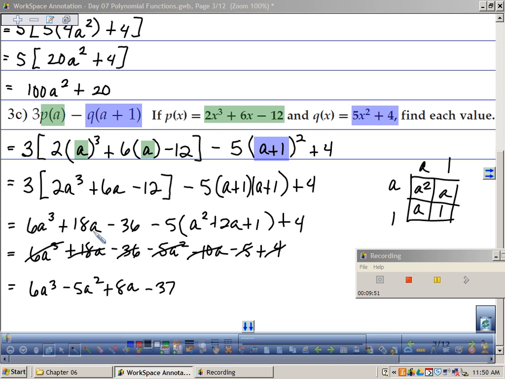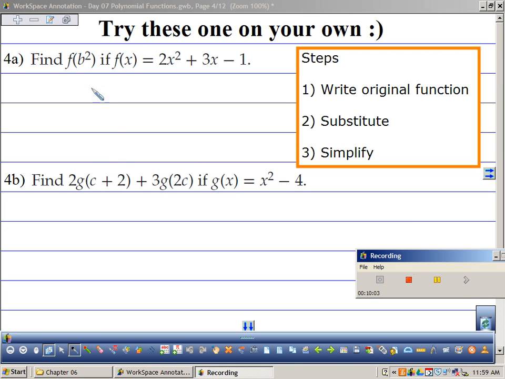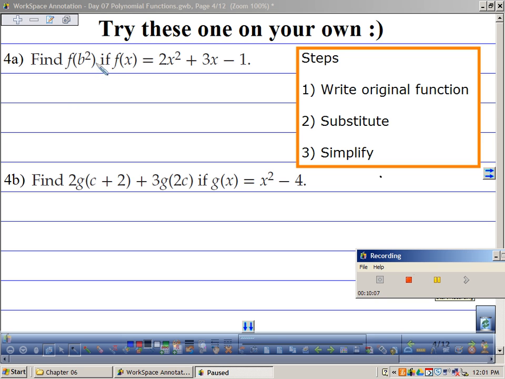So an ugly problem, but is it really, I mean, when it comes to difficulty level, is it really that hard? It's just a process. All right, make sure you've got that down. Okay, why don't you guys try these on your own? Try 4A. Okay, so I have to write this out.